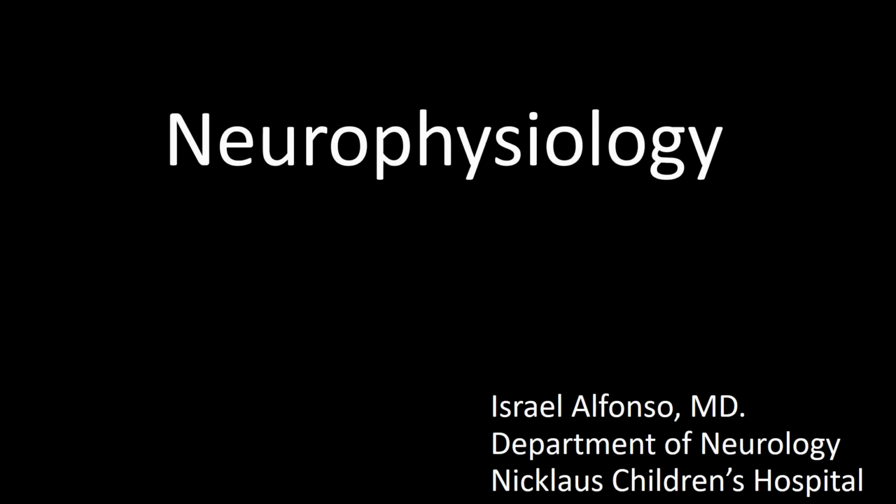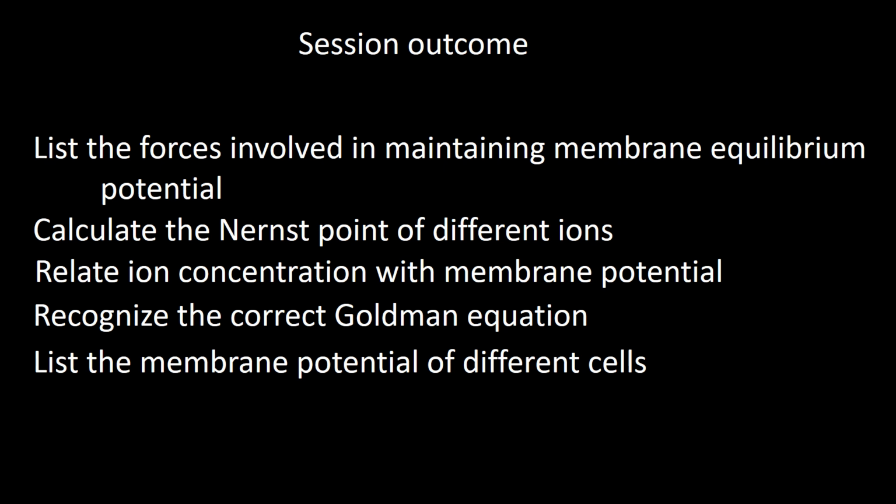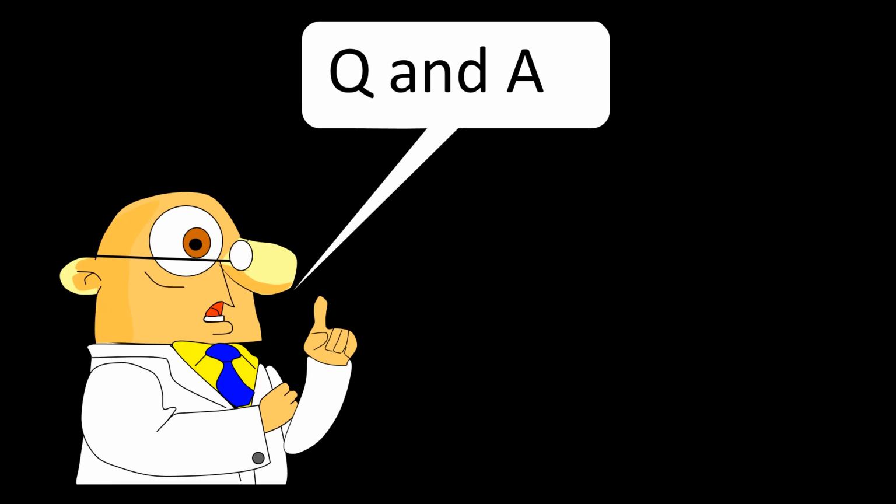This talk deals with some neurophysiology topics that are usually hard to grasp by first and second year medical students. This is the first section in a 4-part series. The section outcomes are listed here. You do not need to read them. They will be covered during the course of this talk. This talk will be conducted in a question and answer format.